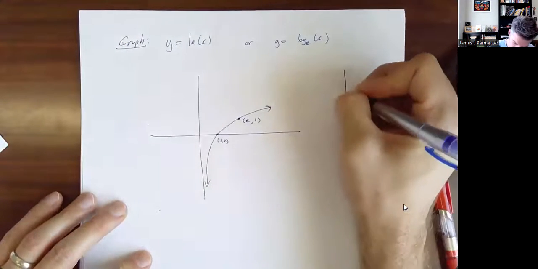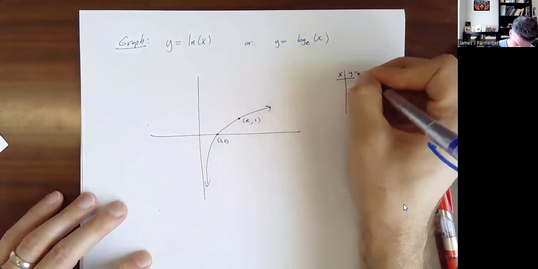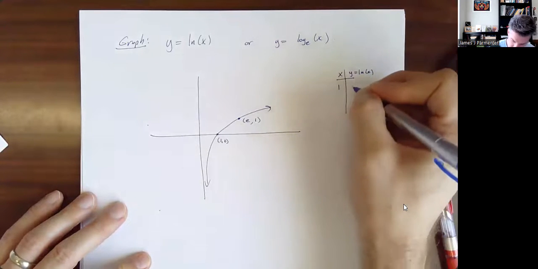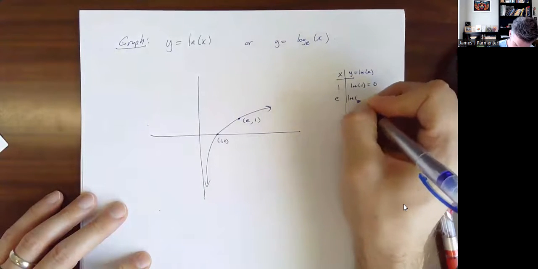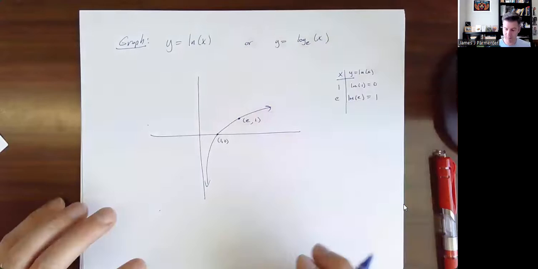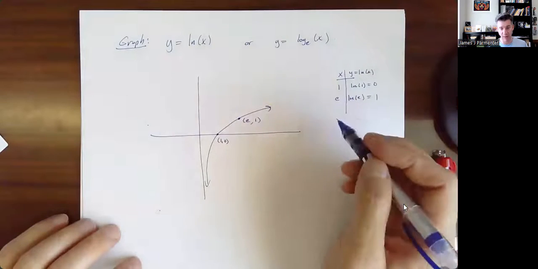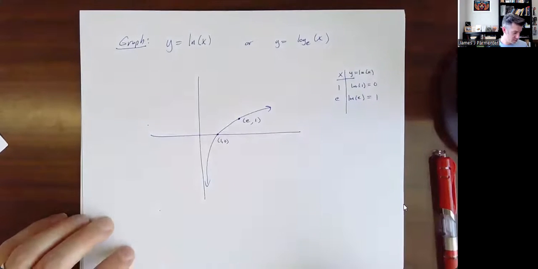So some points that we plotted, x and y equal to natural log of x: we plugged in 1, natural log of 1 is 0. We plugged in e, natural log of e is log base e of e, which is 1. You don't have to make this table. All you have to do is draw this thing for me.